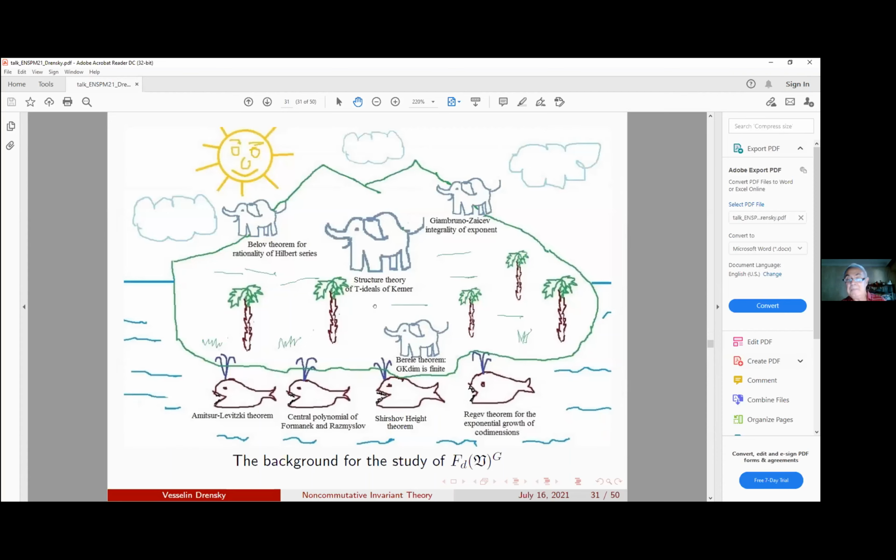And I made the same picture, but a little bit more. So here you have these four theorems. Here you have the theorem of Kemer, the theory of Kemer. Here you have the theorem of Regev as a consequence of the theorem of Shirshov. Here, these theorems of Belov and Giambruno-Zaicev more or less depend on the structure theory of Kemer. So these are the things which you need to have some non-commutative invariant theory for this context.